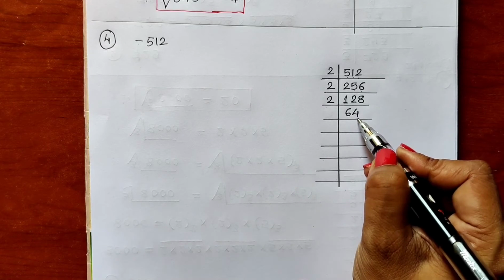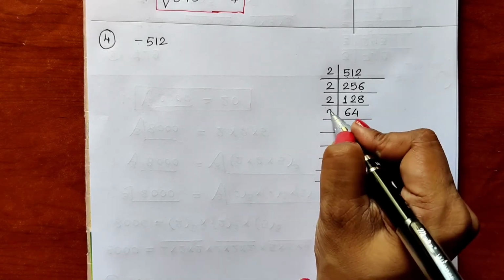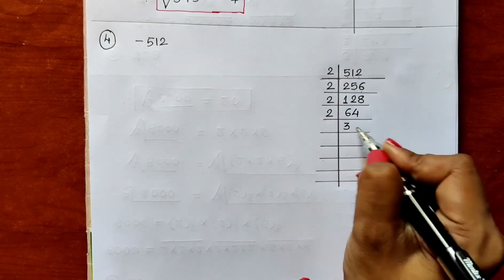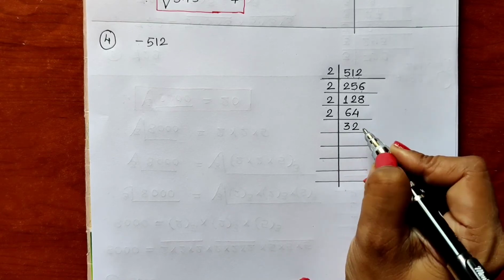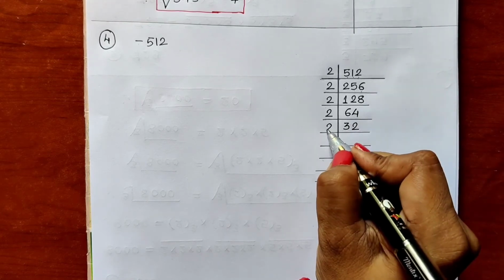4 we have got in the unit place, again it is an even number, again it is divisible by 2. 2 3s are 6, 2 2s are 4. 2 we have got in the unit place, this is an even number, it is divisible by 2.